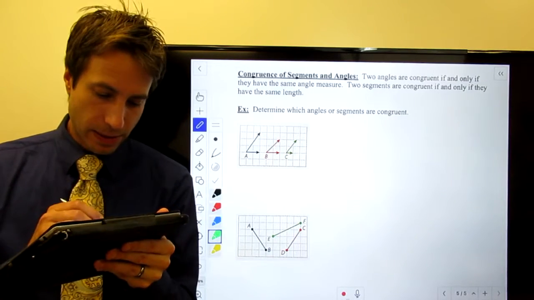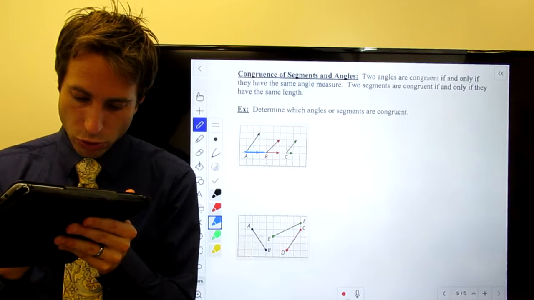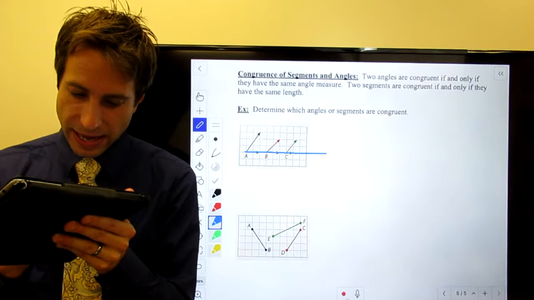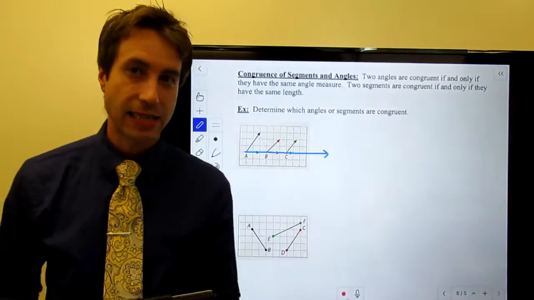So find the congruent angles? Well, we'll just extend that guy all the way through there. All of those rays are pointed in the exact same direction.